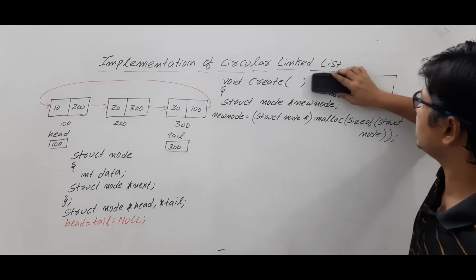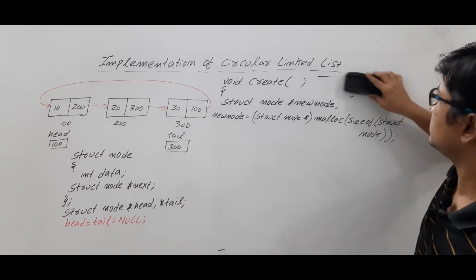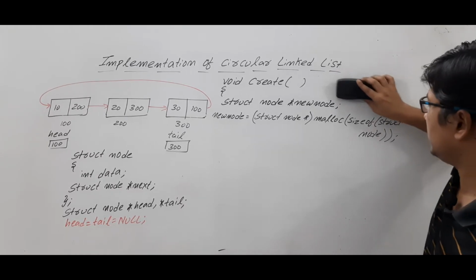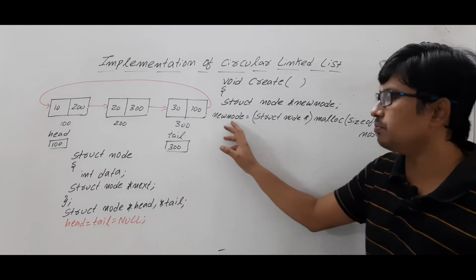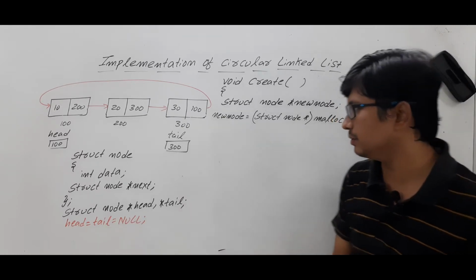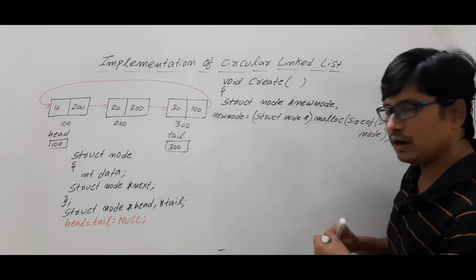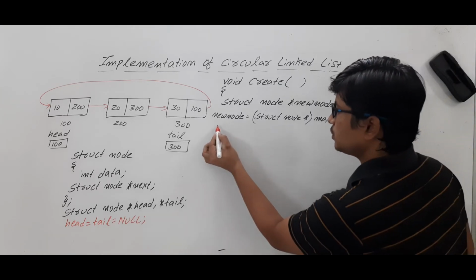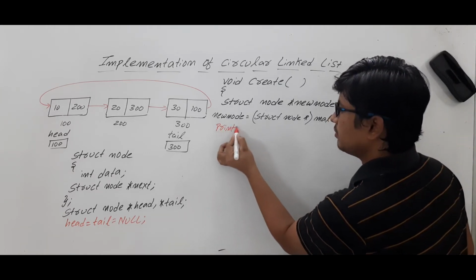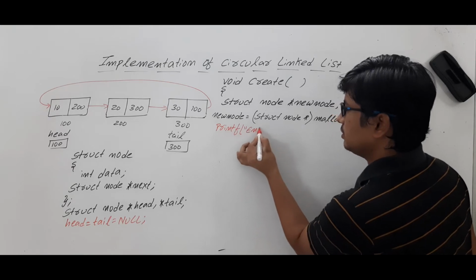Just for understanding, let me assume that memory has been successfully allocated. So then the base address will be there in the new node. Now once we have created a node, we need to enter the data. So I will ask the user to enter a value.